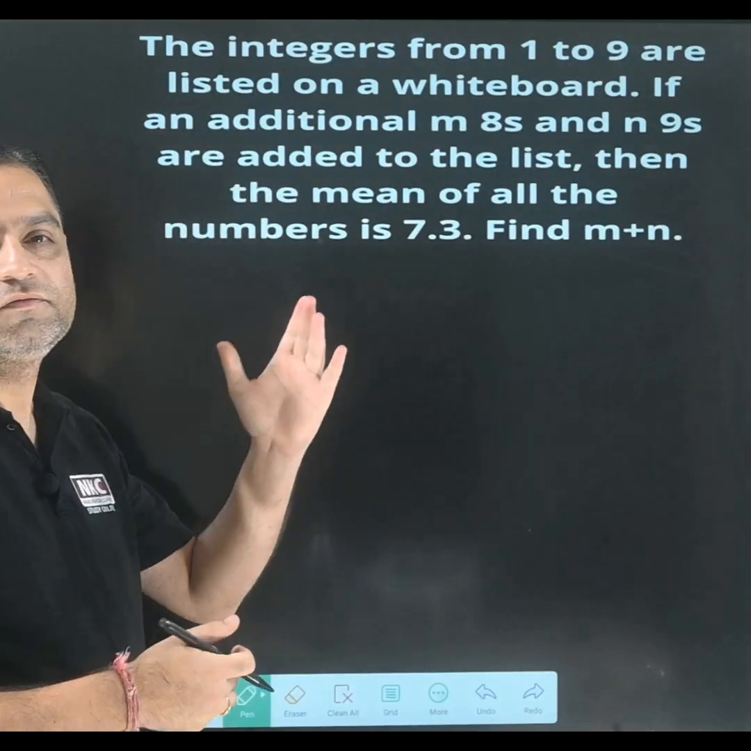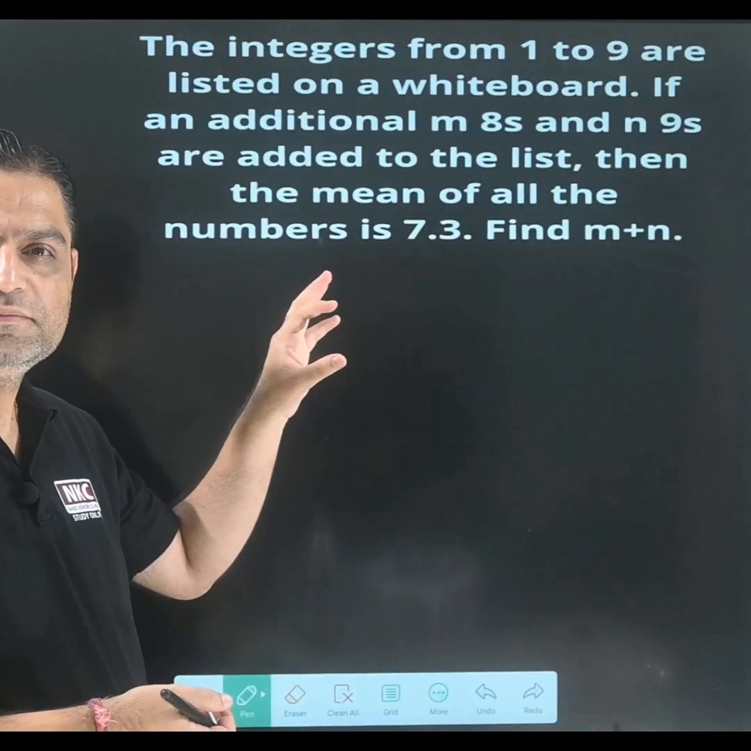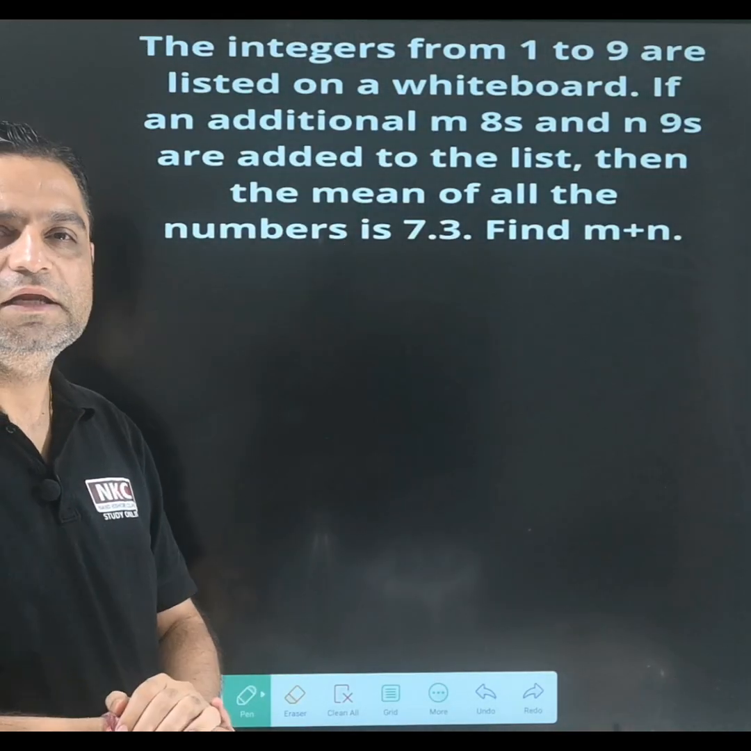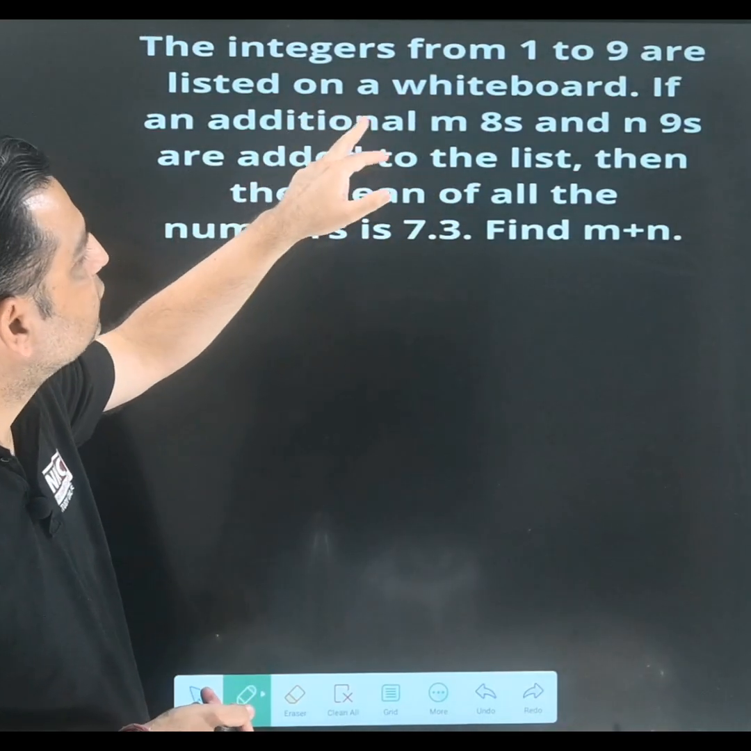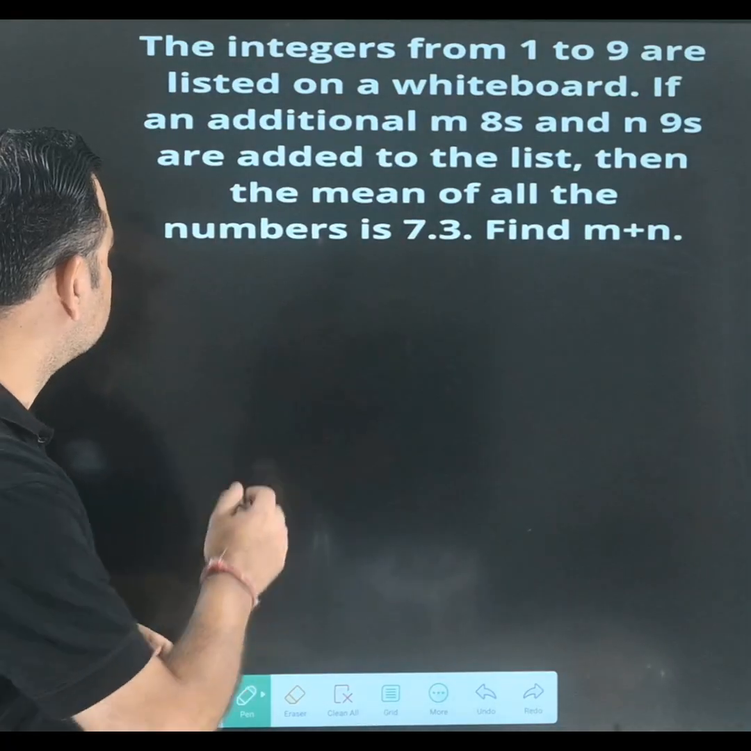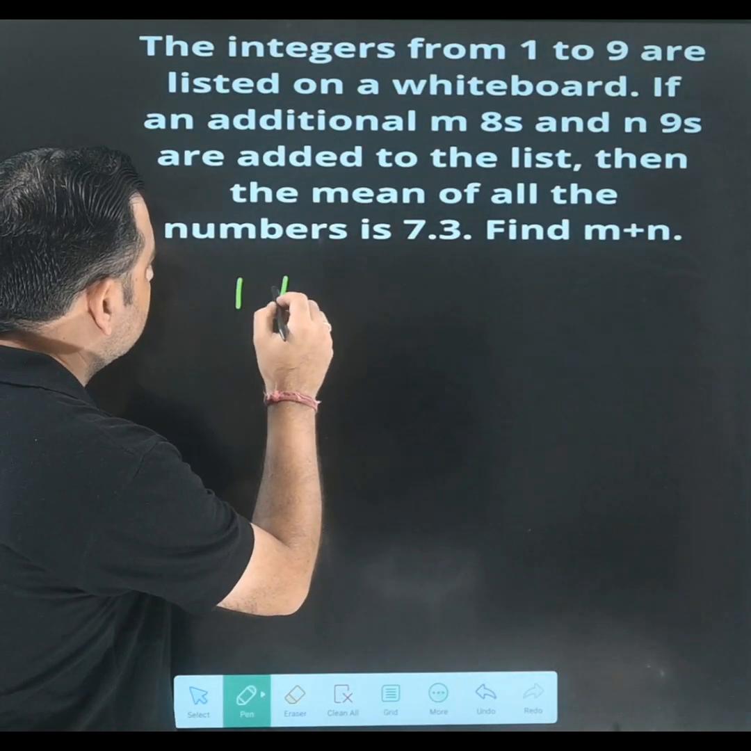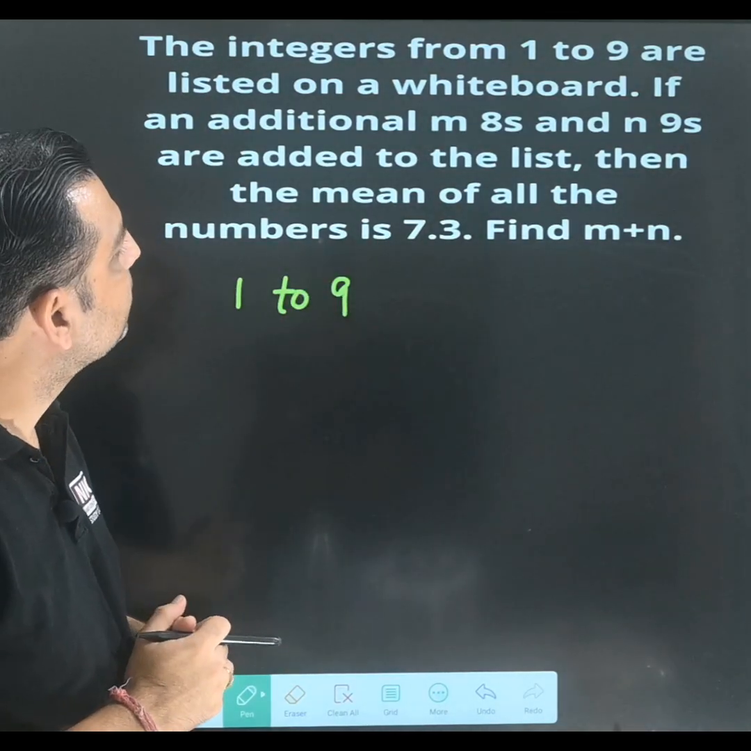Please read this question carefully. This is related to the mean concept, but the question is going to be very interesting. The integers from 1 to 9 are listed on a whiteboard. There is a whiteboard and numbers from 1 to 9. They are just written on the whiteboard.